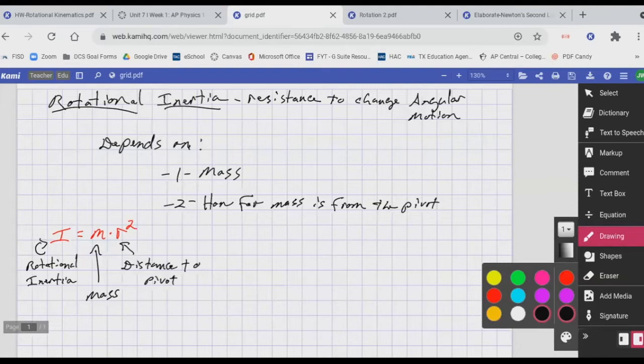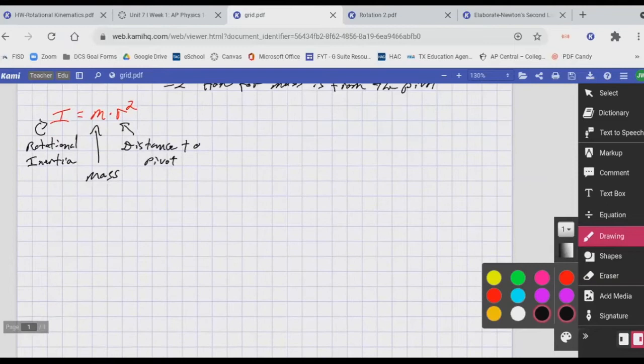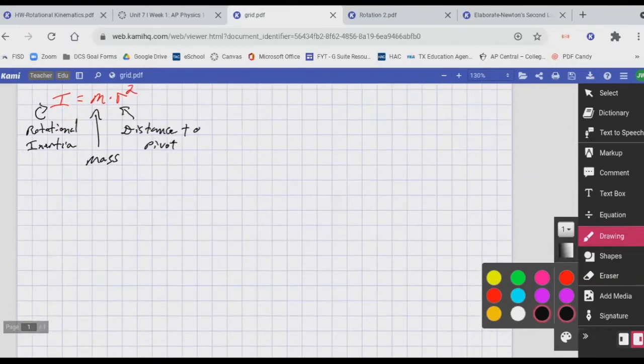So let's look at a couple of examples. I'm going to scroll this up so that we can see a little bit more of the screen. I'm going to keep the formula on for now. And I have 5 examples. The first one is going to be a stick with a pivot at the end of the stick. And I'm going to compare that to a stick with the pivot at center.